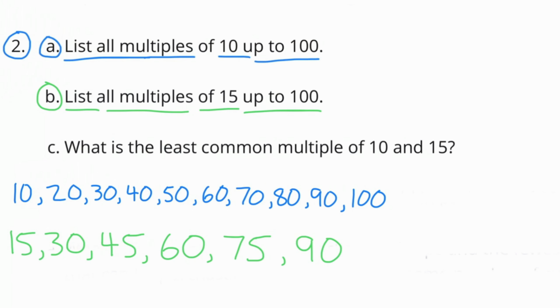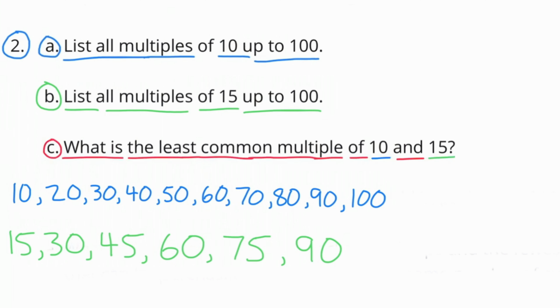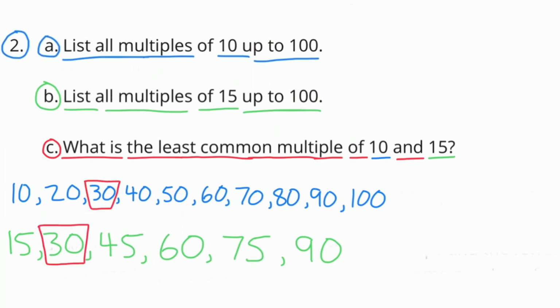B. List all multiples of 15 up to 100. It's the same idea. We're going to count by 15. 15, 30, 45, 60, 75, and 90. C. What is the least common multiple of 10 and 15? Well, let's look at the multiples of 10 and look at the multiples of 15 and find the numbers that are in common and then select the smallest one. The smallest multiple that they have in common, or the least common multiple, is 30.